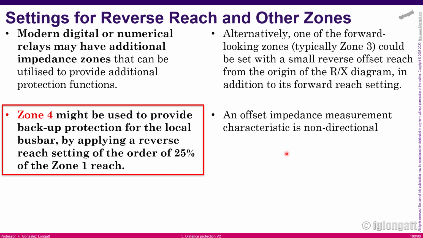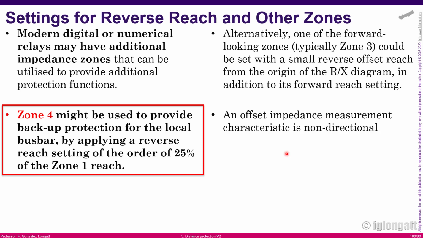Where you can have Zones 4, 5, and 6. Zone 4 is typically used to provide backup protection to the local bus bar. That means that the protection is not looking into the transmission line, it is looking backwards, looking to the bus bar. And if there is a fault over there, this relay will be able to identify it. The way to do this is by including Zone 4, a reverse reach, and the setting is typically 25% of the Zone 1 reach.